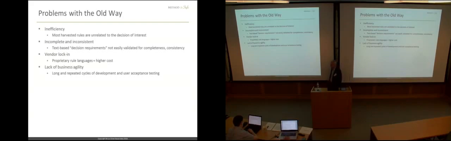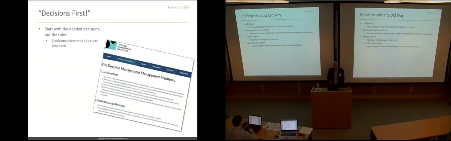The whole notion of rule languages being proprietary to a single tool leads to this problem of lock-in to a vendor, which translates into higher costs of support and maintenance and training and all those other things. And these repeated cycles of coding and acceptance testing and redefining the requirements and recoding, all those cycles lead to a lack of business agility. And business agility is kind of the main thing that the business cares about today. So this was considered a problem.